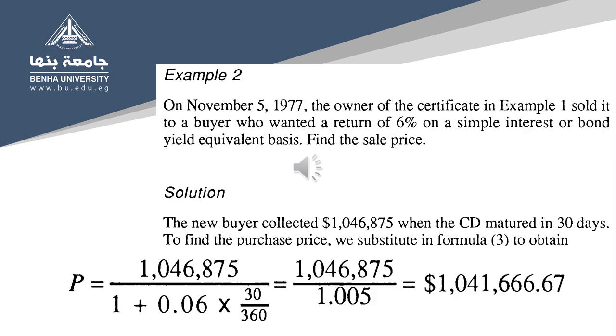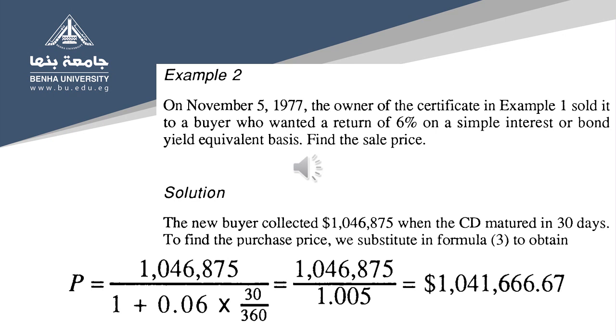Now, example number 2 in your book. Example number 2 is related very closely to example number 1, so you must understand what I want to say in this example. On November 5, 1977, the owner of the certificate of deposit in example 1 sold it to a buyer who wanted a return of 6% on a simple interest or bond yield equivalent basis. Find the sale price.